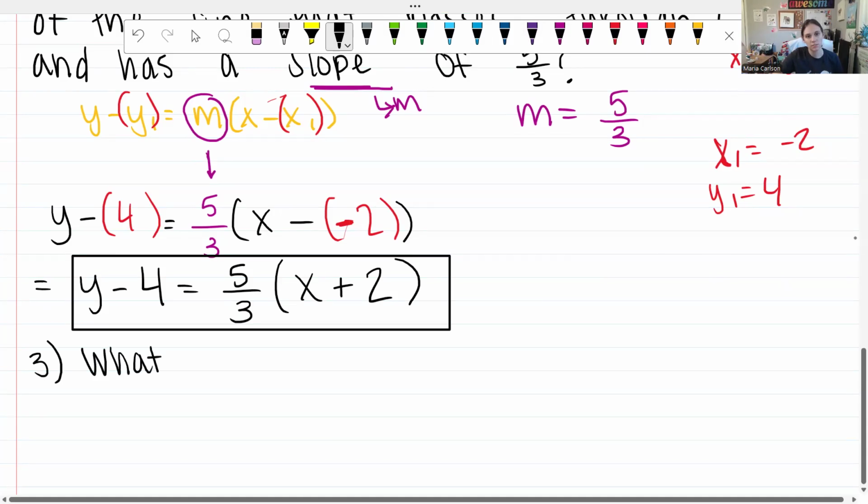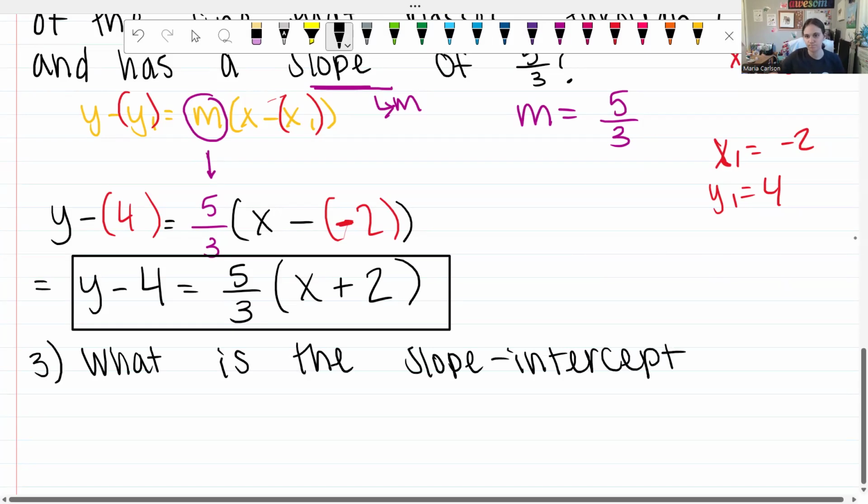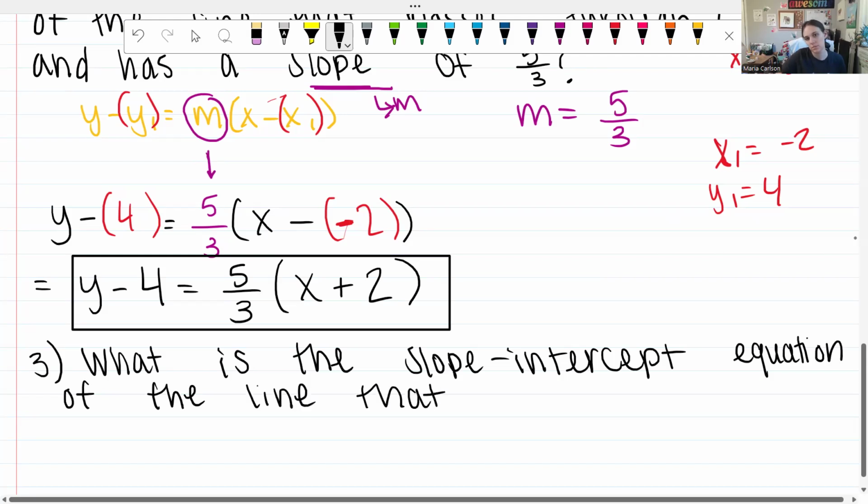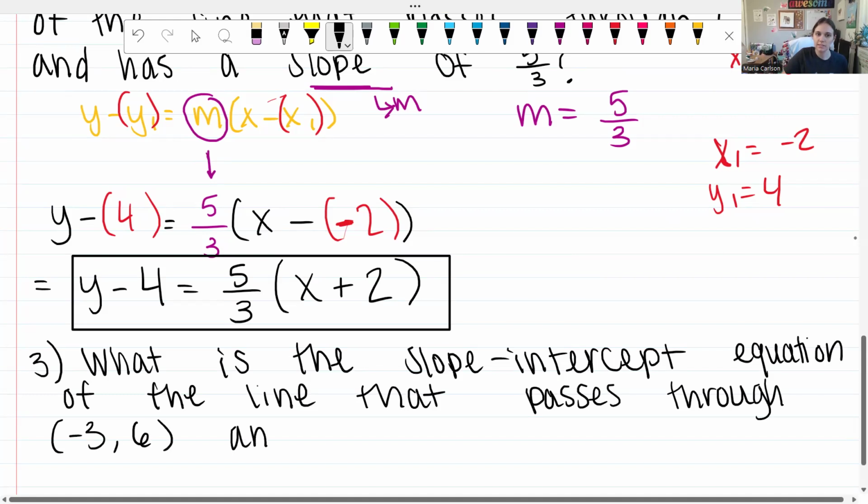What is the slope-intercept equation of the line that passes through -3, 6 and has a slope of 0.